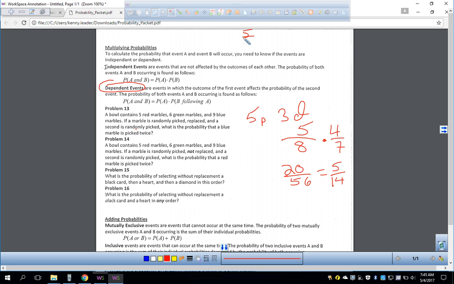But if I put that penny back in, what's my probability of picking out a penny the second time? 5 out of 8. Those are independent events, right? Because it doesn't matter what happens the first time. And so then I multiply those probabilities, and I get 25 out of 64, which is different than 5 out of 14, right? Is 25/64 better than 5/14? A little bit better. Okay. So that's the difference between independent and dependent.